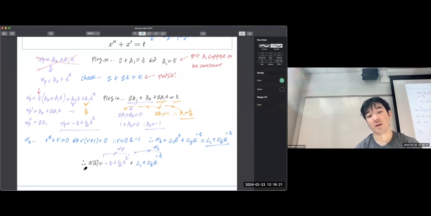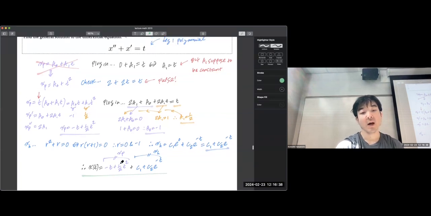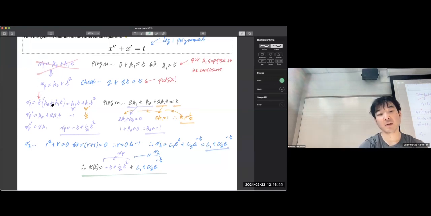And that's the general solution. Again, a second order equation will always have two arbitrary constants, C1 and C2, and that's just coming from the characteristic equation. That's just coming from the homogeneous solution, which is found by solving the characteristic equation. And then the particular solution in this case was the correct solution form.